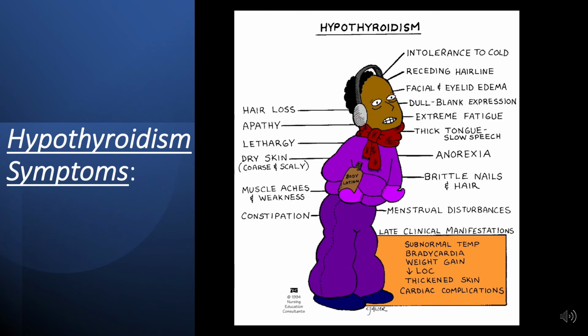Hypothyroidism symptoms: intolerance to cold, receding hairline, facial and eyelid edema, dull blank expression, extreme fatigue, thick tongue, slow speech, anorexia, brittle nails and hair, menstrual disturbance, hair loss, apathy, lethargy, dry skin, coarse and scaly, muscle aches and weakness, and constipation. Late clinical manifestations: subnormal temperature, bradycardia, weight gain, thickened skin and cardiac complication.